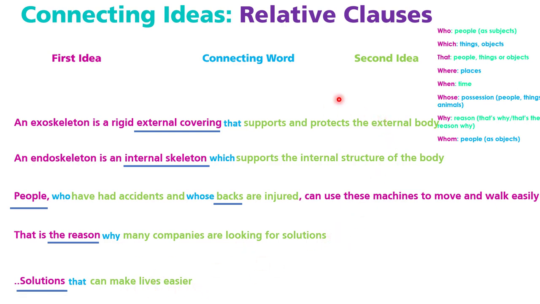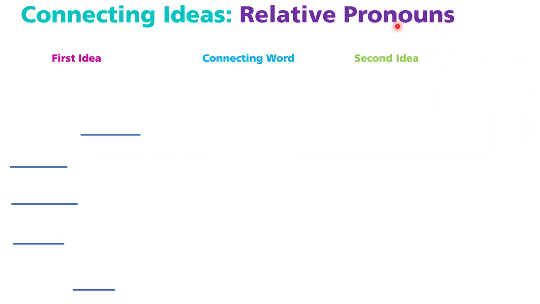So all these elements, for example, that supports, which supports, whose backs, why many, that can make lives easier, are examples of relative clauses. The name is not important. Only remember that they help us to connect two ideas. Okay, I'm going to show you other examples.